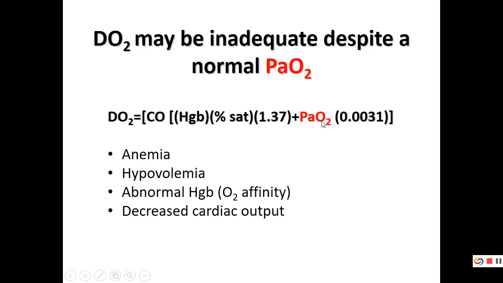So again, this PaO2 number on your blood gas may be normal, but that doesn't necessarily mean your oxygen delivery to your tissues is normal, because you may have all these other things going on: anemia, hypovolemia, some sort of abnormal hemoglobin, or decreased cardiac output. So all of those other things can influence your oxygen delivery, not just what's on your blood gas.